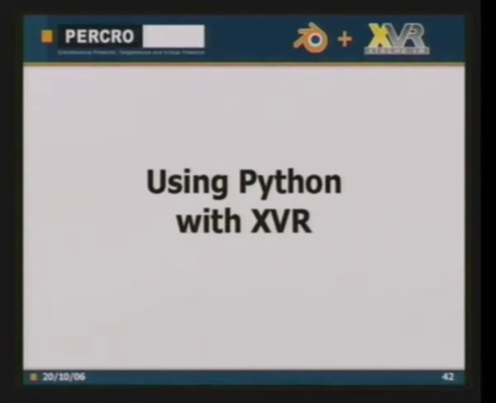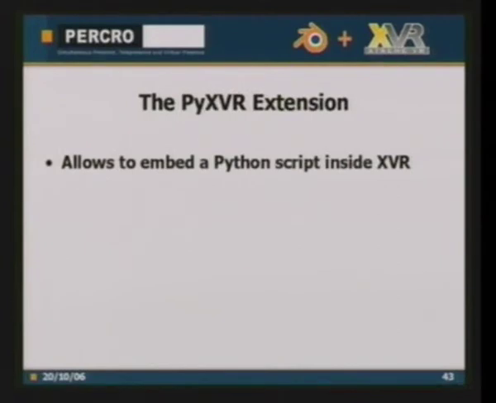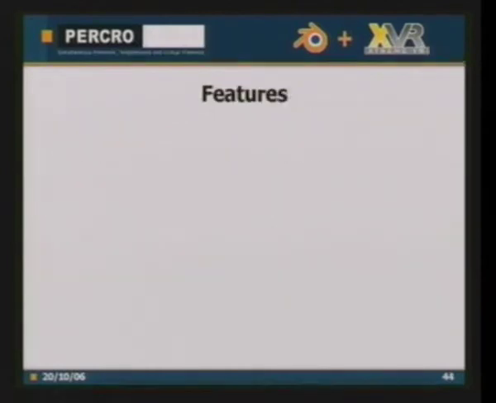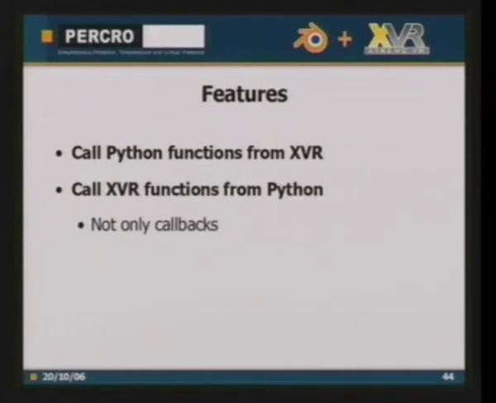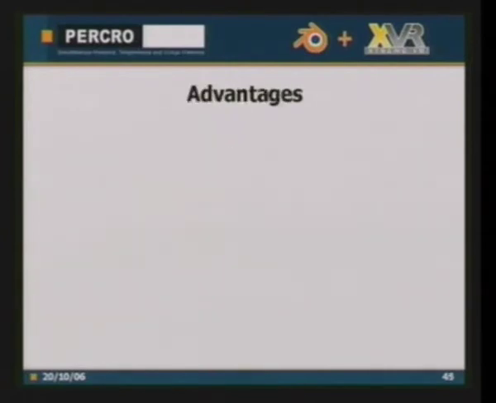The second part was using Python with XVR. There is this PyXVR extension which allows you to embed Python scripts inside XVR. This creates a dual script environment so that the two scripting engines can cooperate and you can get the best of the two worlds. You can call Python functions from XVR and call XVR functions from Python, not only callbacks, but also user-defined functions. There is also automatic type conversion for basic types, so it's really easy to use these two languages together. And it's also fully debuggable using Python debuggers.